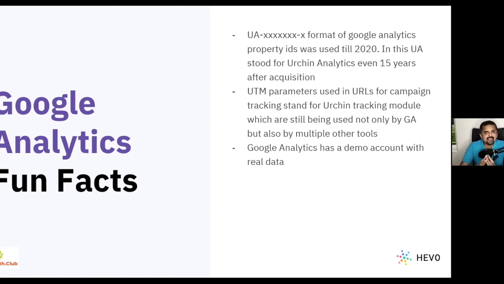UTM parameters is probably one of the most important and most popular terminologies when it comes to marketing analytics. Other than Google Analytics, there are several other systems, CRM systems as well as attribution systems, which recognize UTM parameters for their own attribution or any kind of reporting. Now, UTM actually stands for Urchin Tracking Module. And this still exists. Even with GA4, UTM parameters haven't gone away. So the legacy of Urchin is still living after 15 years of being acquired.